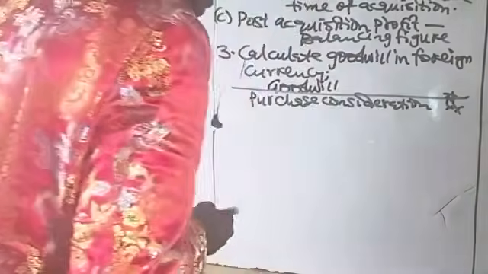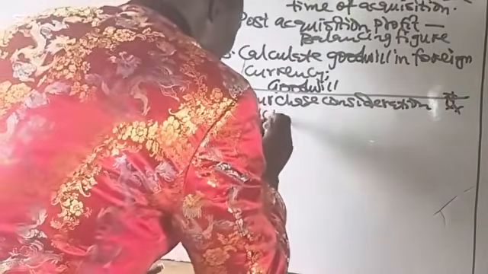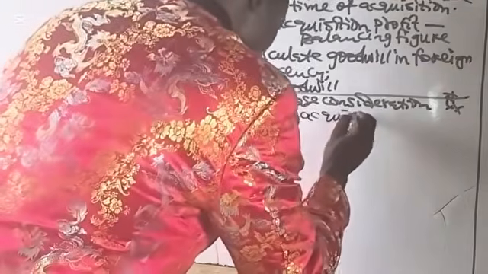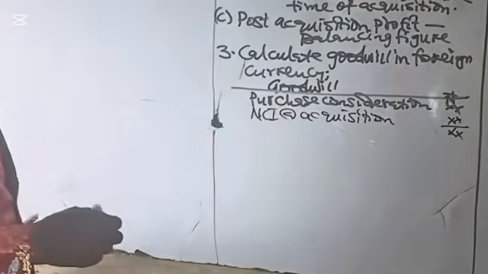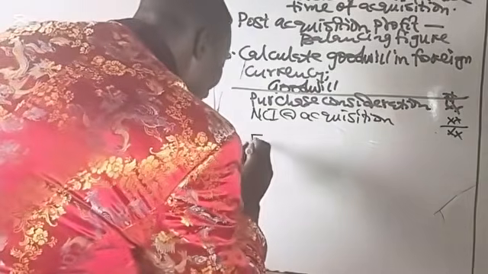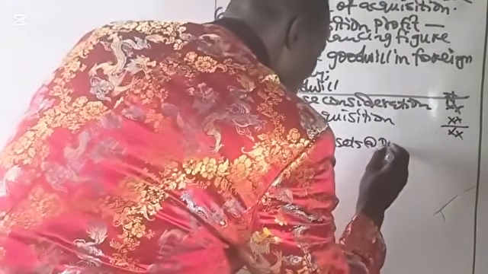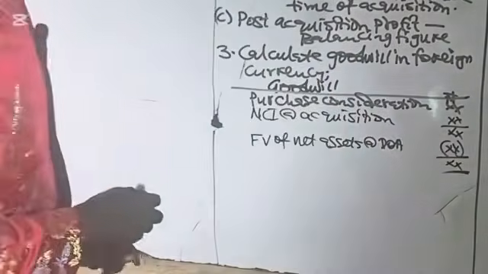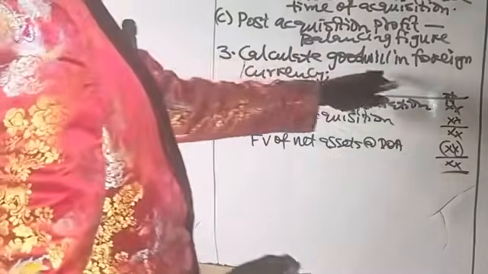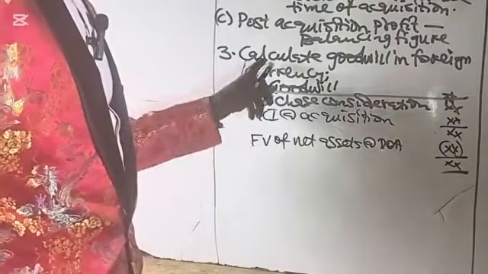then we have the NCI, that is the non-controlling interest at the date of acquisition. NCI at acquisition depends on the group policy, which could be proportionate share of the net assets of the subsidiary or fair value. Then we also have less the fair value of net assets at the date of acquisition. This will give us the goodwill, and our goodwill could be impaired. So you calculate the goodwill in foreign currency. The calculation must be done in the foreign currency.